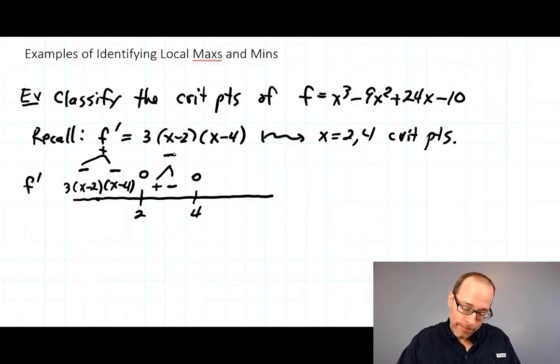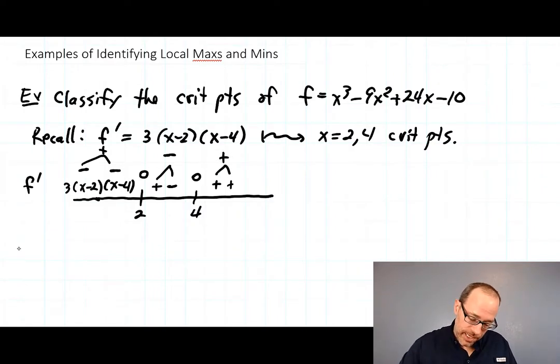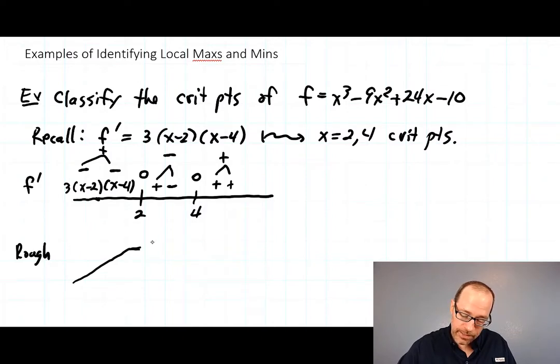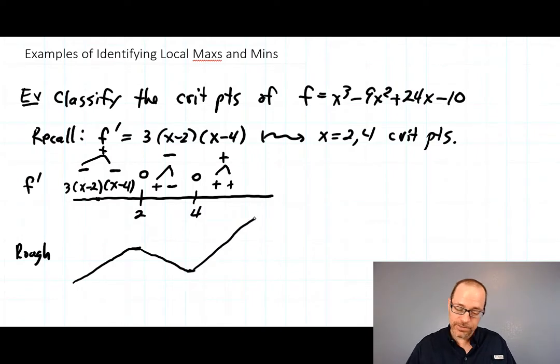And over here, x is bigger than 4, so it's bigger than 2, so x minus 2 is positive. And it's bigger than 4, so x minus 4 is positive, so the whole thing is positive. All right, so that means on the rough sketch of what f looks like, since the derivative is positive here, it's kind of going up. It'll flatten out at the critical point. Now the derivative becomes negative, so it heads down. The derivative is 0 at the critical point, so it flattens out. And then the derivative is positive, so it's going up.